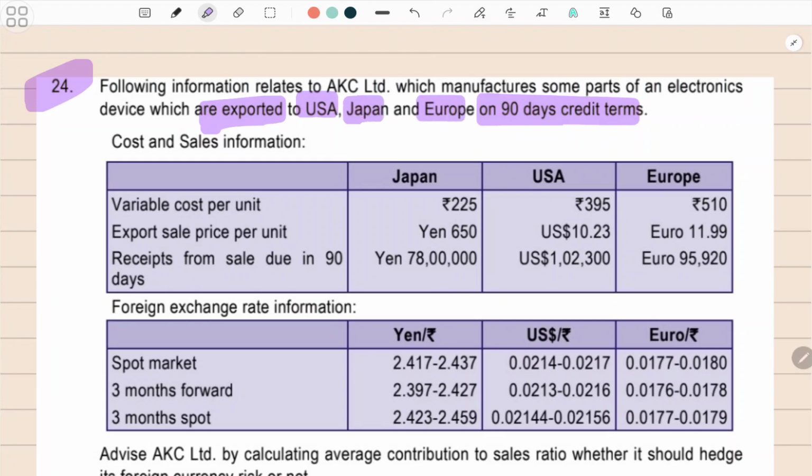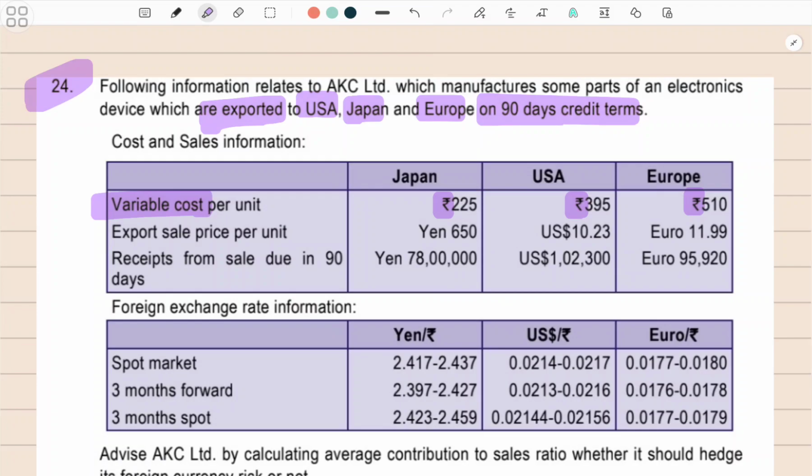Correct? Now, cost and sale information is given to you for all these different countries. Variable cost is given to you, and if you see, it is in rupees. All these are in rupees. These small things are very important, especially in forex. Currencies are extremely important, so do not miss the currencies.